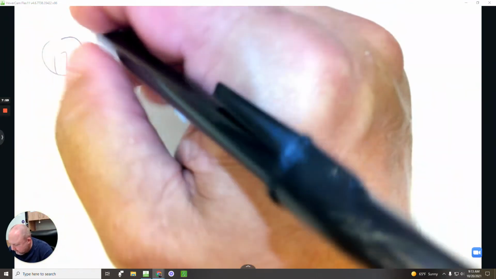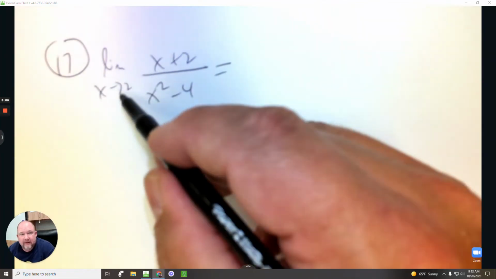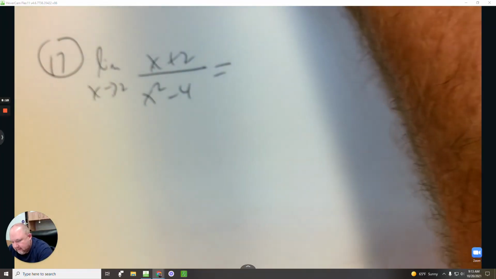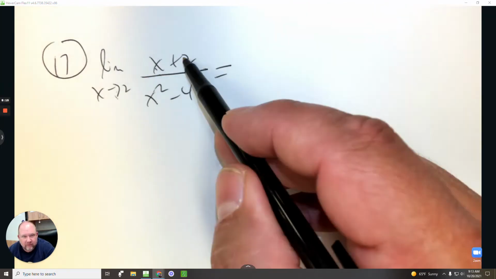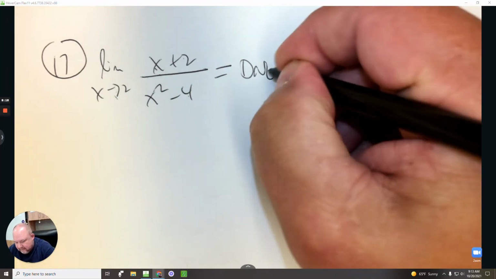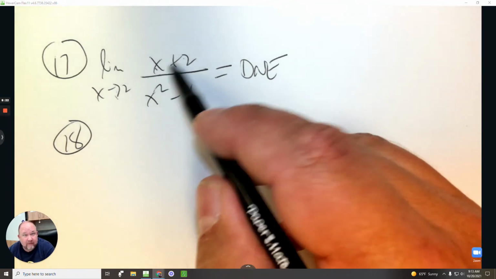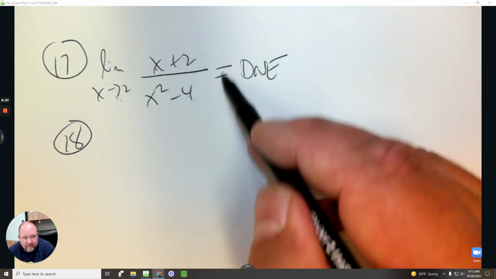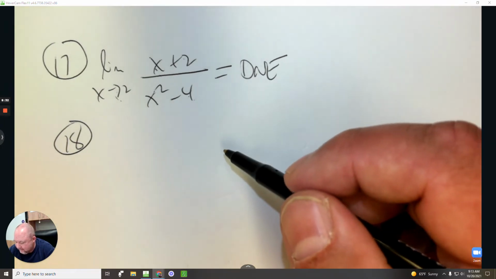The limit as x approaches 2. If I plug 2 in here, it's an important difference between 16 and 17. If you plug 2 in, it is not indeterminate. So if I plug 2 in here, it's 4 over 0. That means this limit doesn't exist. It's indeterminate when it's 0 over 0, or infinity over infinity, but that's a different question. Here, it's 4 over 0. That's what makes the limit not exist.